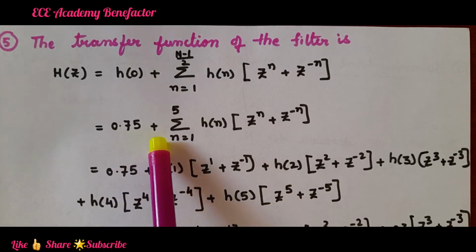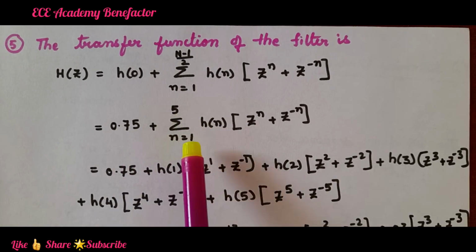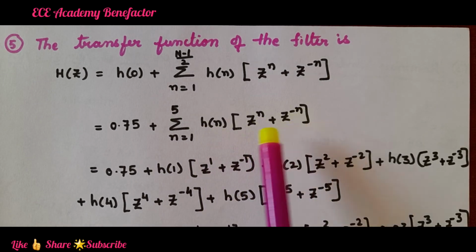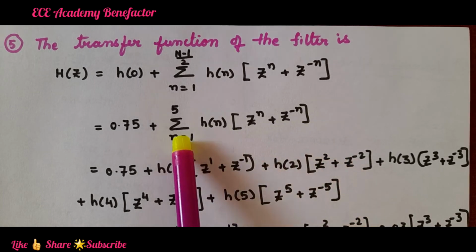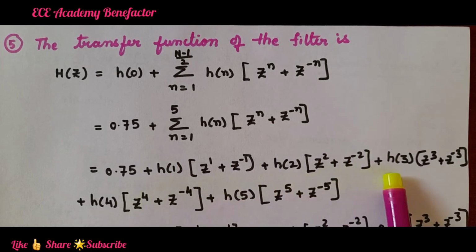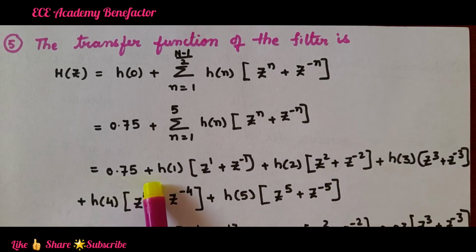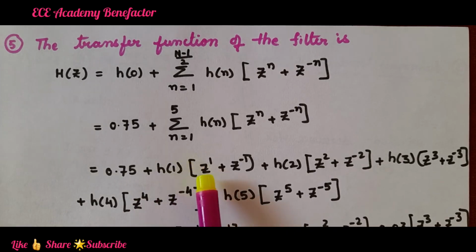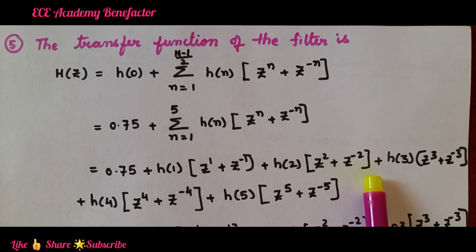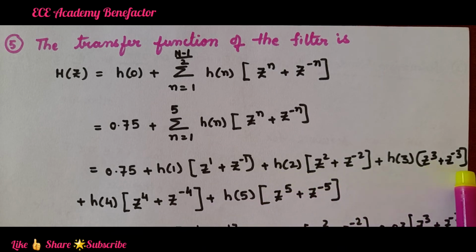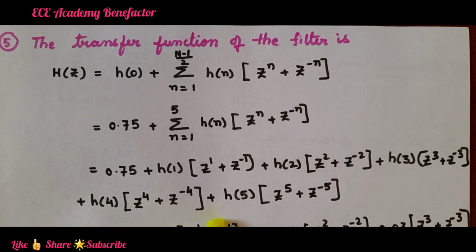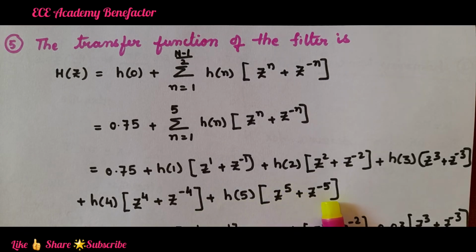So, 0.75 plus summation small n varying from 1 to 5 H of n z to the power of n plus z to the power of minus n. Expand the series. First put n is equal to 1 and then 2 and then 3, 4 and 5. I have expanded the series. 0.75 plus H of 1 z to the power 1 plus z to the power minus 1 plus H of 2 z to the power 2 plus z to the minus 2 plus H of 3 z to the power 3 plus z to the power minus 3 plus H of 4 z to the power 4 plus z to the minus 4 plus H of 5 z to the power 5 plus z to the power minus 5.